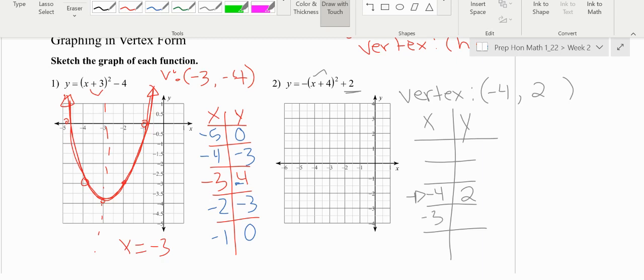And then I'm going to pick values above and below. So negative 3, negative 2, negative 5, negative 6. And then I'm just going to do above and below. So negative 2, we got 1, we got 2, and so forth. We're going to go ahead and plot it.